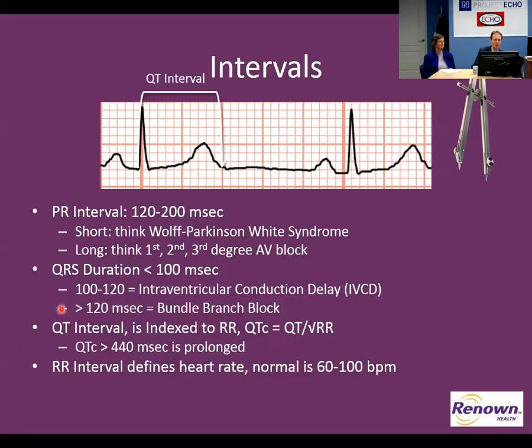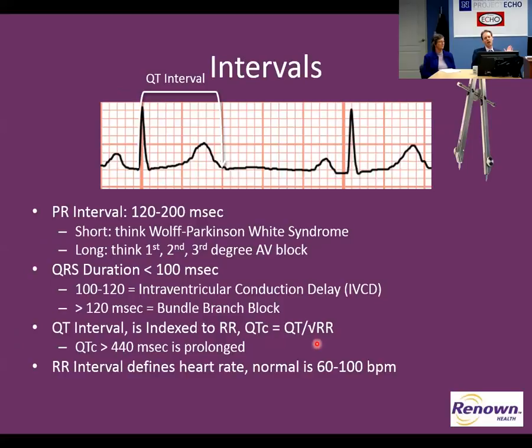And then there's the QT interval, which should be referenced to the RR interval. So a QTc, which is what you really care about, if the heart rate is normal, between 60 and 100, is the QT divided by the square root of RR, and you can use MedCalc and all these other tools.